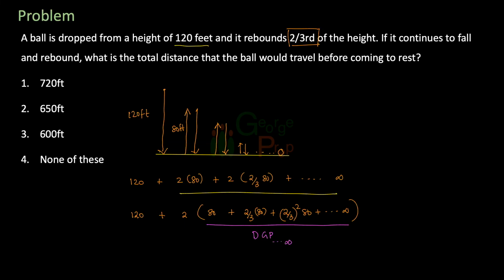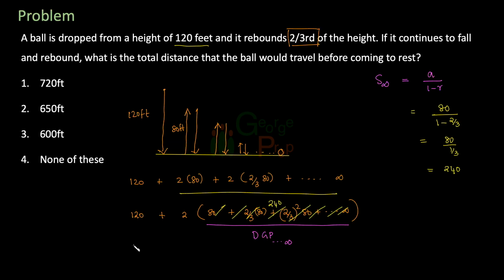We know how to find the sum of this. So sum till infinity of a decreasing geometric progression is given by a by 1 minus r. Right. So in this case, what is a? A is our first term. So first term is 80. So this is going to be 80 by 1 minus r, where r is our common ratio, which in this case is 2/3. So 1 minus 2/3. That is 80 by 1/3, or 240. So I could just replace all that is there inside this with 240.